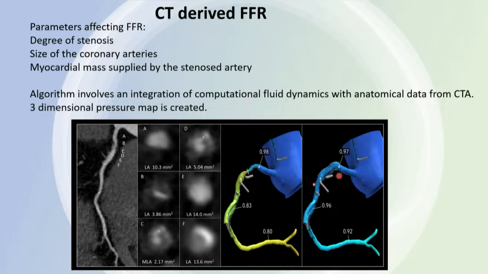Right now, the only FDA-approved vendor for that is HeartFlow, and they use an algorithm that involves an integration of computational fluid dynamics with anatomical data from CTA to create these three-dimensional pressure maps that are then color-coded, and then we can put a cursor anywhere and look at what the CT FFR value is along the coronary tree.